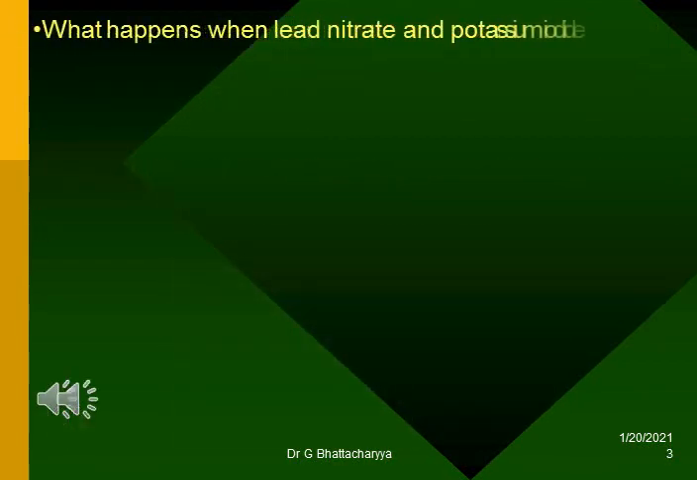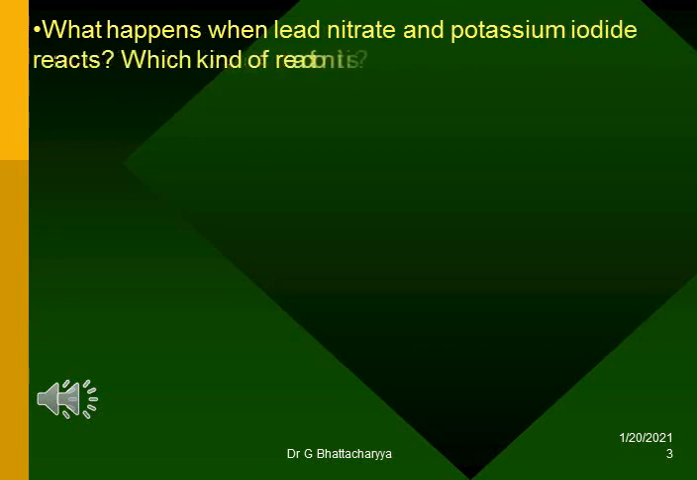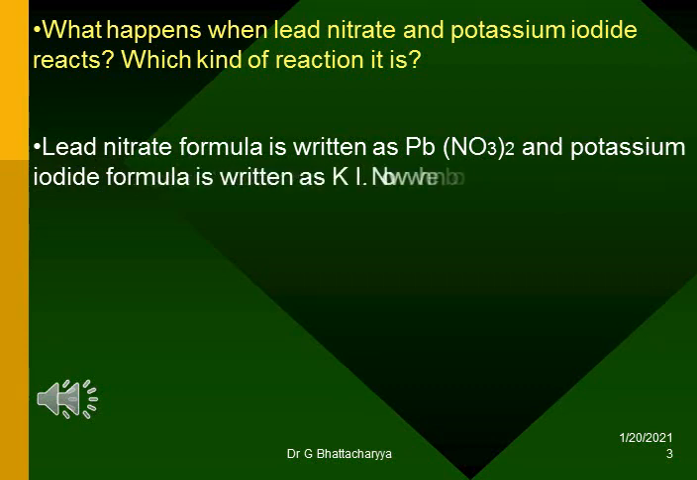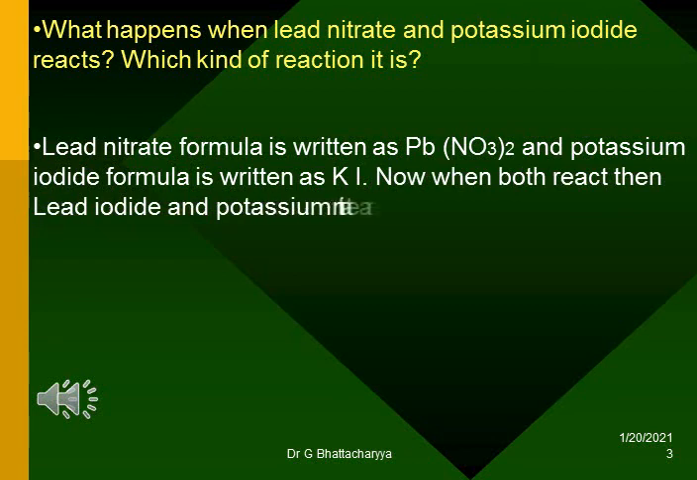What happens when lead nitrate and potassium iodide react? Which kind of reaction is it? Lead nitrate formula is written as Pb(NO3)2 and potassium iodide formula is written as KI. Now when both react, then lead iodide and potassium nitrate are formed. That means it is a kind of double displacement reaction.